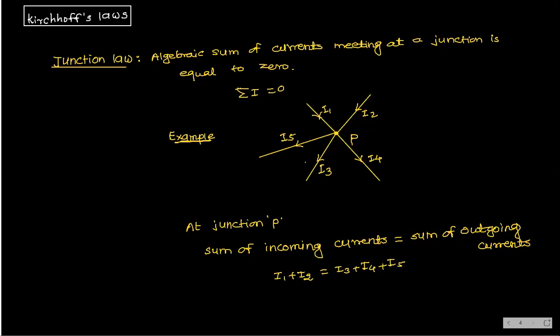Yes or no? Understood? Now what am I doing? I1 plus I2, and this is plus, and this is minus I3. Can I write like this? Yes, I can write like this. It is equal to 0, and therefore summation of I is equal to 0 at this junction.